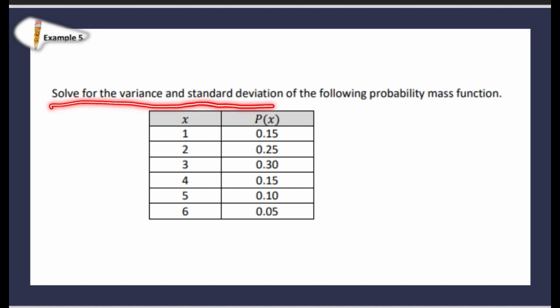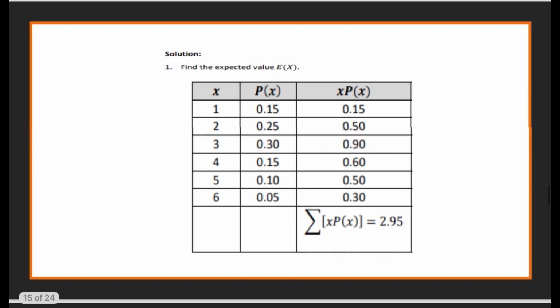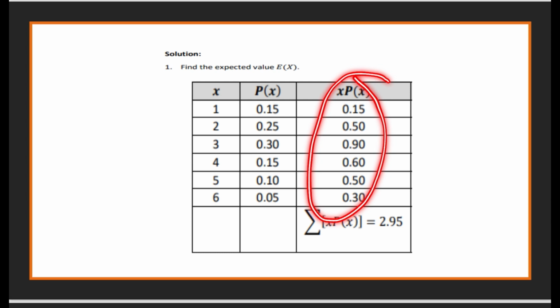Solve the variance and standard deviation of the following probability mass function. Given the table, the random variable x are 1, 2, 3, 4, 5, and 6, whose probabilities are 0.15, 0.25, 0.30, 0.15, 0.10, and 0.05. Now, first step, to find the expected value, let's make 3 columns. First column for the random variable x, second column for the probability of the random variable x, and the third column is the product of the random variable and its probability.